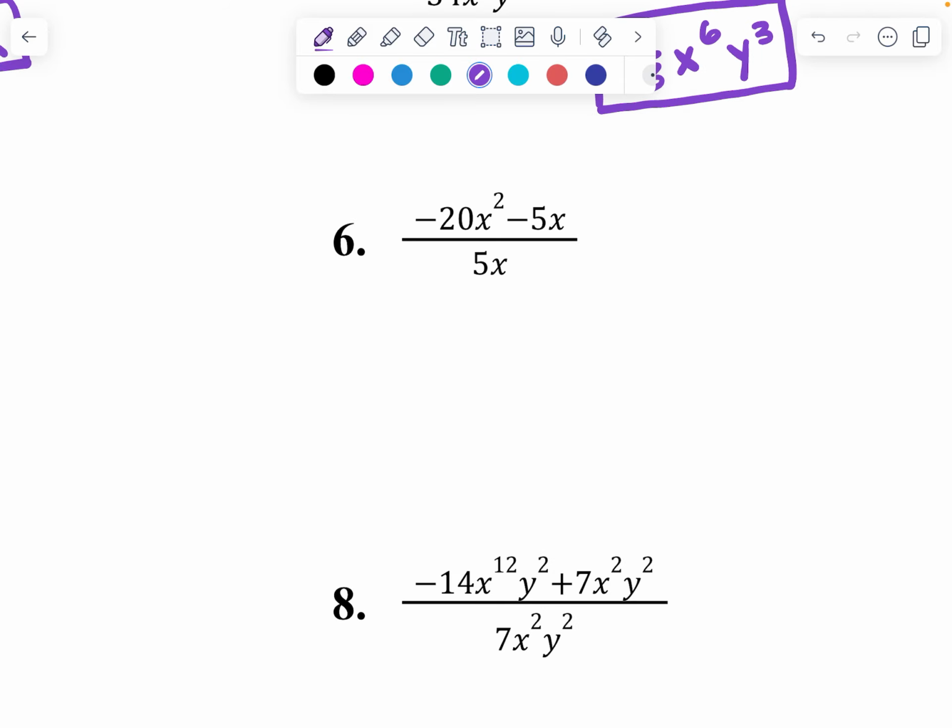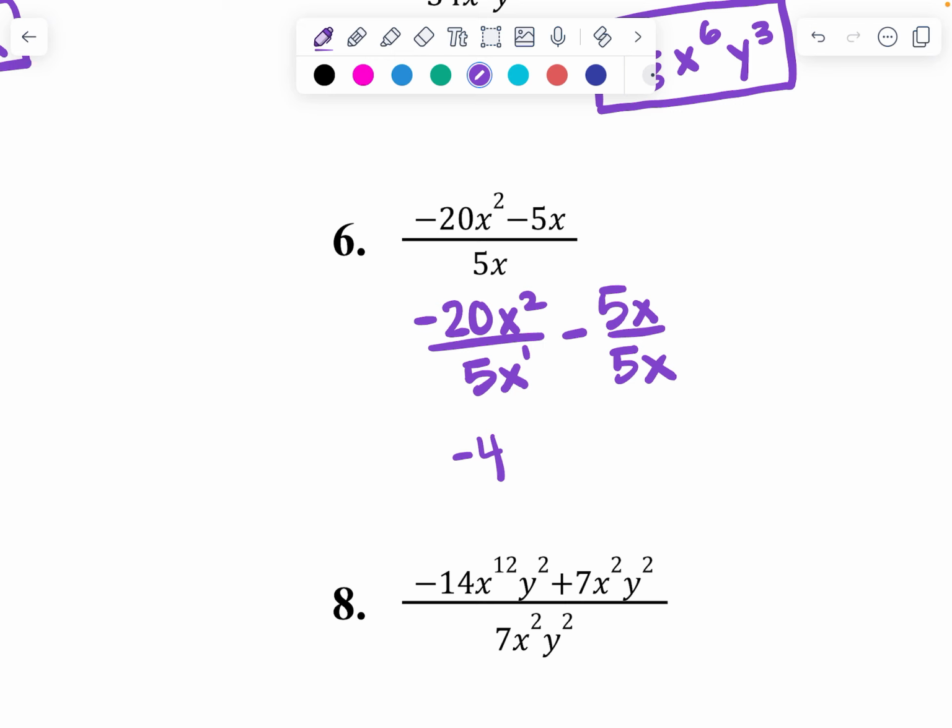Here we have a binomial divided by a monomial. Rewrite it with each term being divided by 5x. Okay, negative 20 divided by 5 is negative 4. Remember, there's an invisible 1 here. So we need to subtract the exponents. 2 minus 1 is 1. And we don't need to write the exponent there, because we don't write the 1.